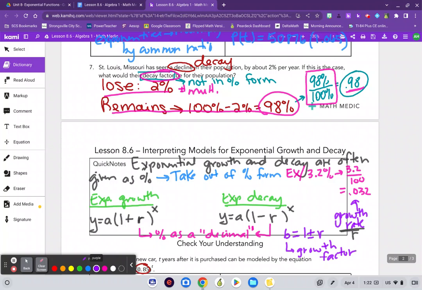Okay, so your job is to do problems 1, 2, and 3 on the Check Your Understanding and to work through the practice and to ask me questions.